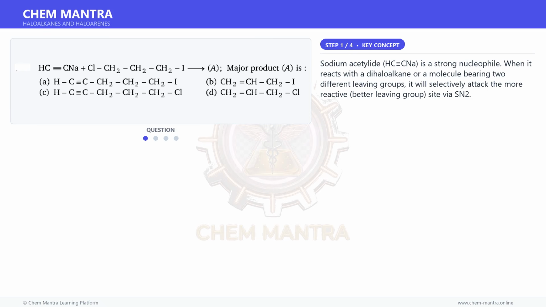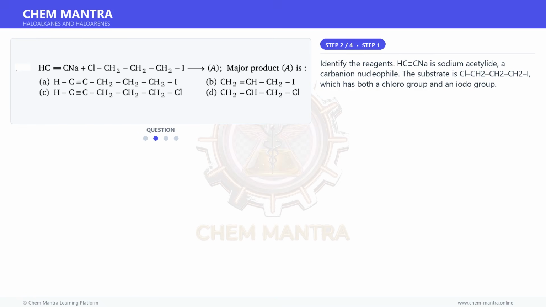Sodium acetylide, HC≡CNa, is a strong nucleophile. When it reacts with a dihaloalkane or a molecule bearing two different leaving groups, it will selectively attack the more reactive, better leaving group, site via SN2.